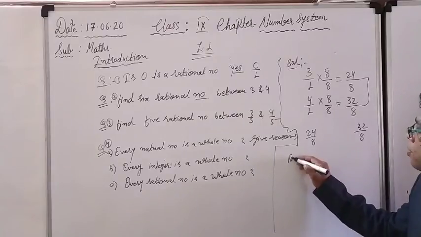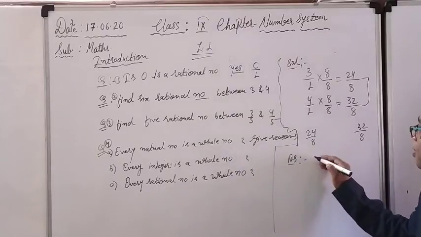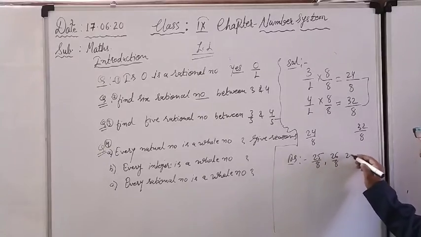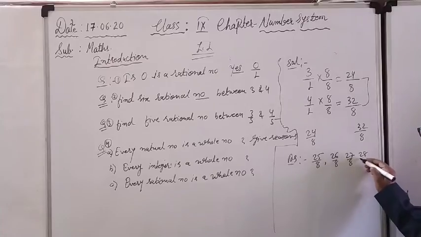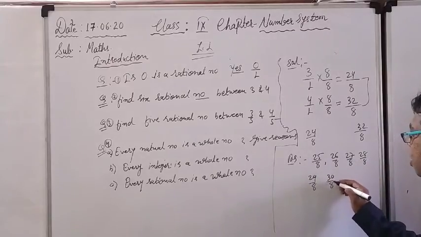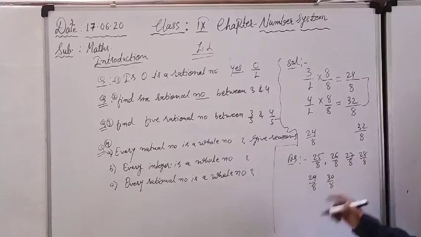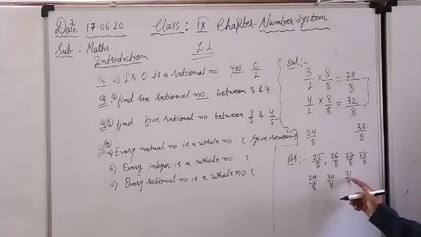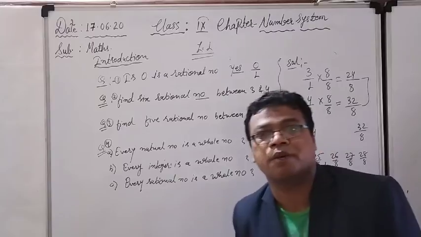So what are the numbers? One by one I have to write them down. After 24 upon 8, 25 upon 8, after that 26 upon 8, 27 upon 8, 28 upon 8, 29 upon 8, 30 upon 8. You count: 1 2 3 4 5 6. Already it is finished. There is one more, 31 upon 8. So 1 2 3 4 5 6 7. Actually I have found 7 rational numbers.